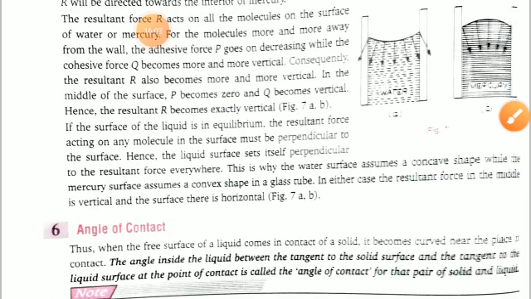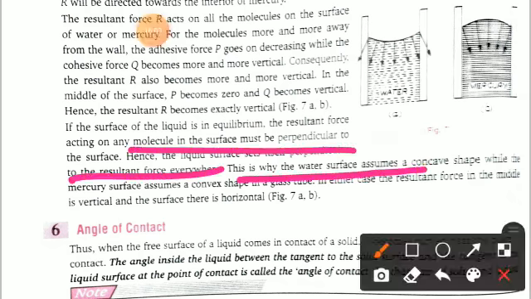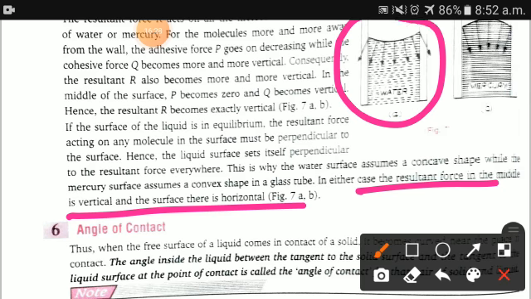Hence the liquid surface sets itself perpendicular to the resultant force everywhere. That is why the water surface assumes a concave shape, while the mercury surface assumes a convex shape. This is the reason why mercury assumes a convex shape and water assumes a concave shape. Clear? So in either case, the resultant force in the middle is vertical and the surface is horizontal. You can see this from figures A and B.